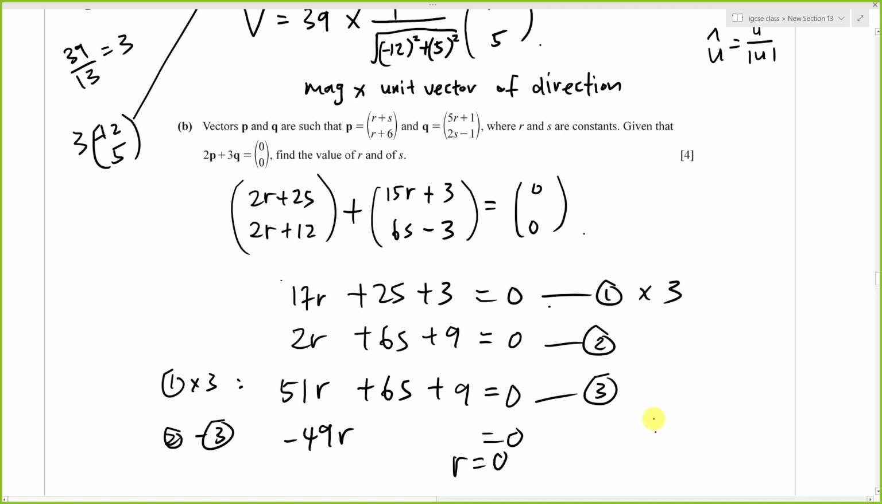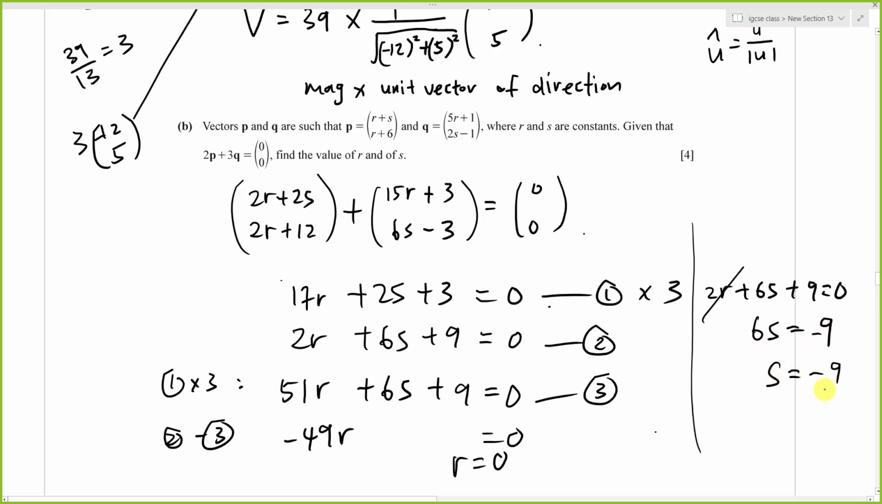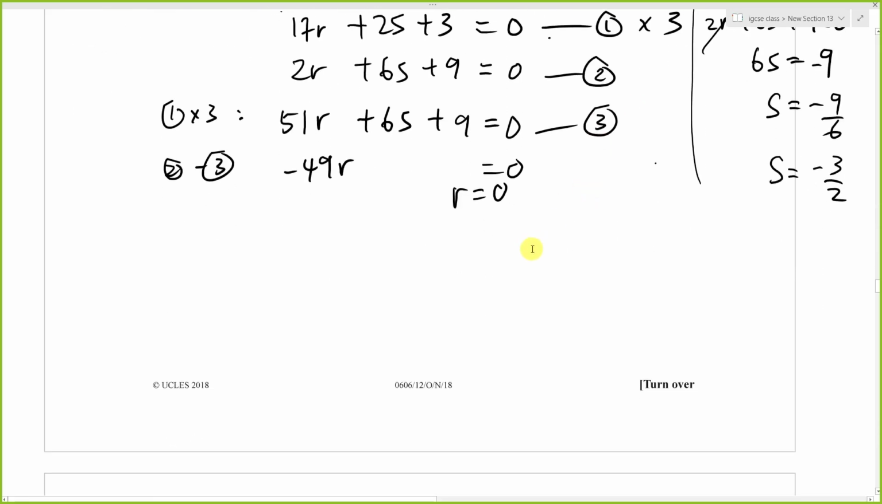Then we will just do for s here. So I will say 2r plus 6s plus 9 equals 0. Since r equals 0, 6s equals negative 9, s equals negative 9 over 6, s equals negative 3 over 2. Yup, it's kind of weird here, but I guess this is the correct answer. When they say r and s are constants, normally I assume I will get a number but not 0. But I checked the marking scheme, and r is 0, so it's kind of weird, but yeah.